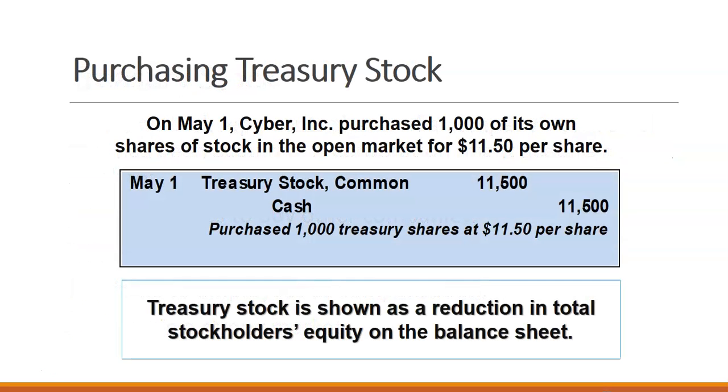When we purchase treasury stock, we show it on our balance sheet in our stockholders' equity section. We purchase it at market price, so we have to buy it back at open market. It is shown as a contra equity account. So it's shown as a negative balance in our total stockholders' equity section.